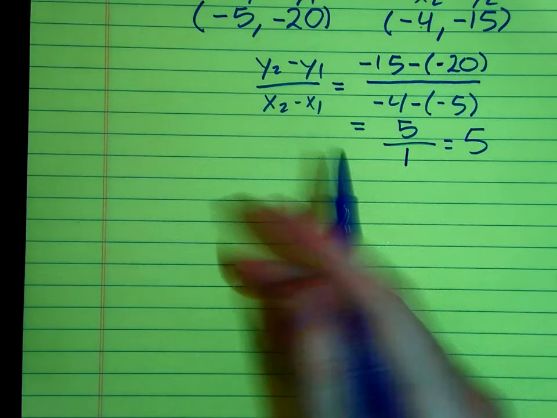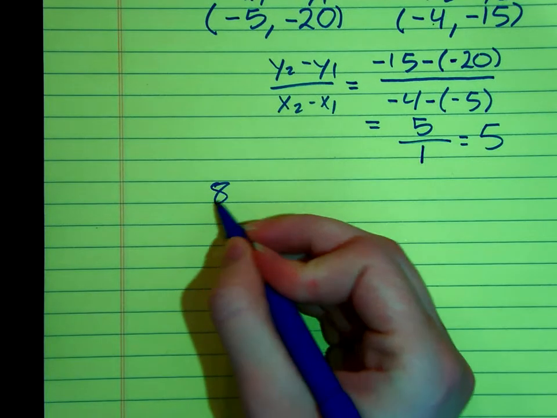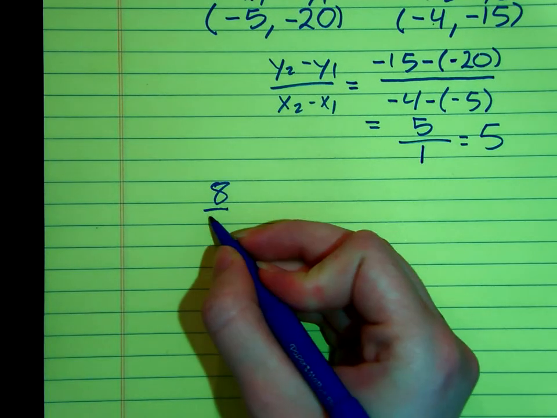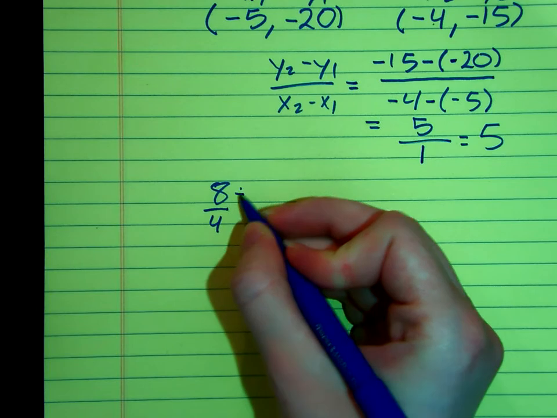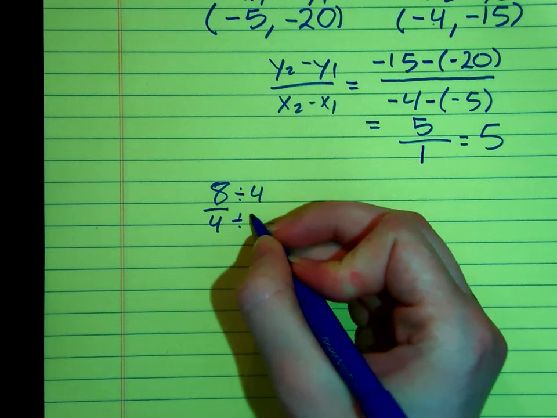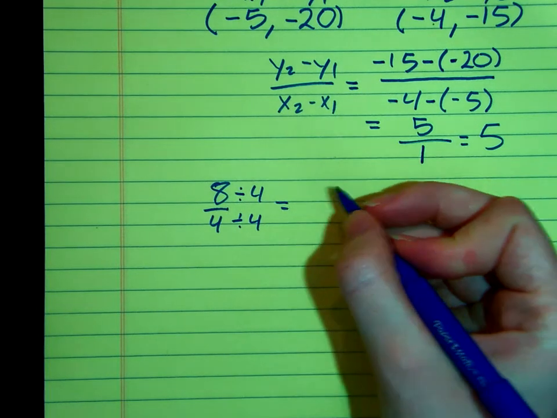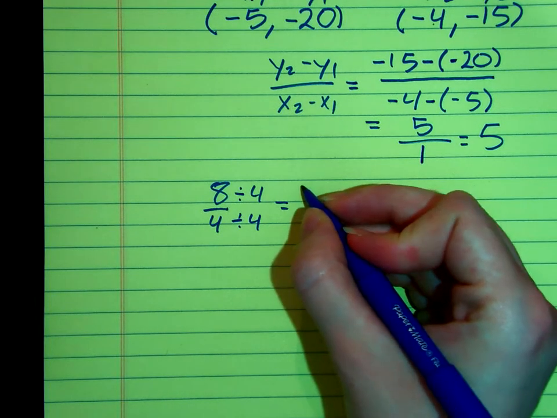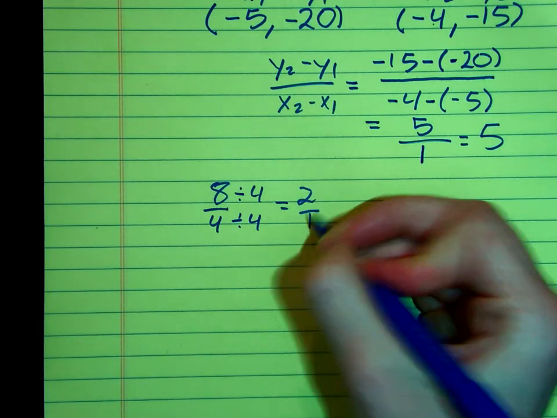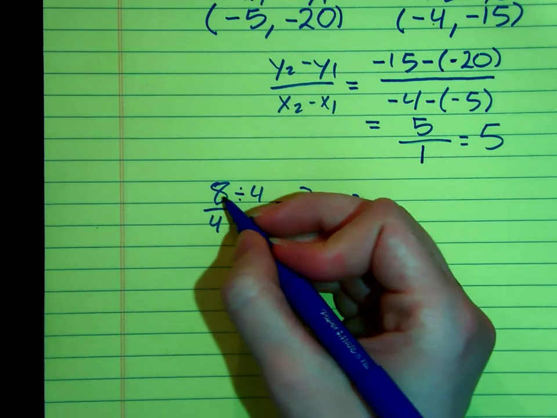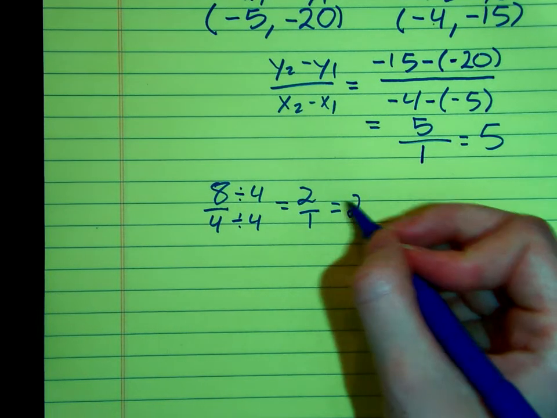Alright, now if you do get some fractions such as 8 over 4, you've got to remember I can divide both the top and the bottom by the same thing, and then I will get myself 2 over 1, which becomes 2. Or you can go ahead and do 8 divided by 4. Either way, you're going to get 2.